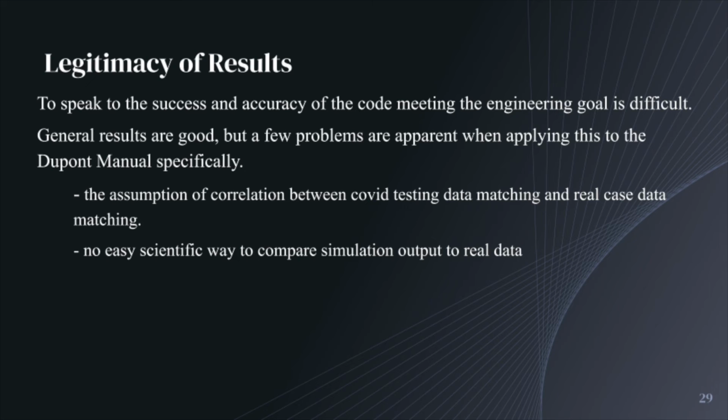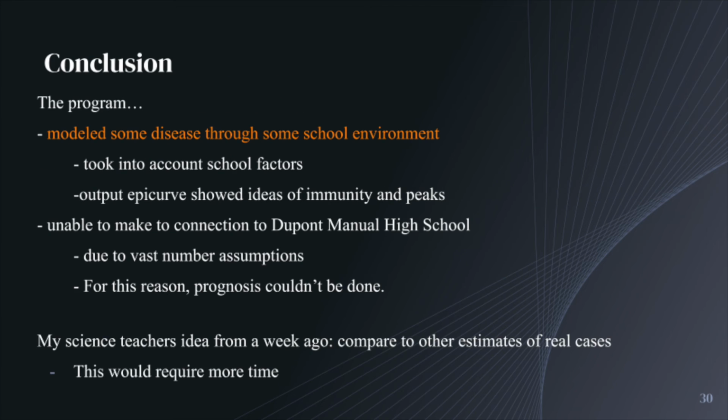However, without another estimate of total cases to compare it to, this simulation could not be evaluated as an effective model of COVID-19 through DuPont Manual specifically, as assuming that matching positive test case numbers indicates matching total case numbers is flawed. For this reason, along with the introduction of the Omicron variant second semester, using the model for predictive purposes has no value, and it was concluded that the model only partially met the engineering goal.